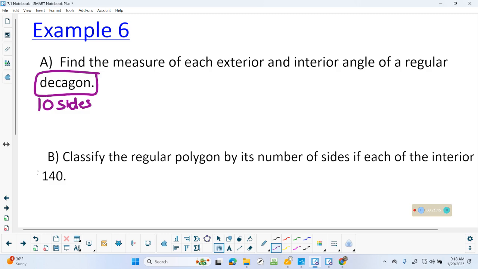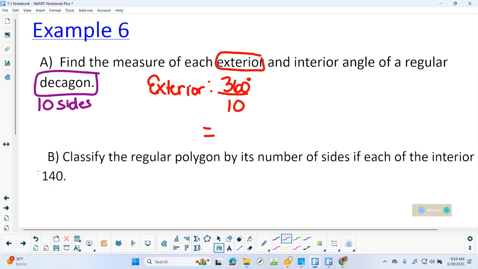Now it doesn't matter if you do exterior or interior first. There's lots of ways to do these problems. I'm going to show you my easy hack, easiest way, non-book method to do it. I'm going to start with exterior. Now, here's why. Exterior totals to how many degrees? 360. And if I want to find each angle, I'm going to take 360 and divide it by 10. That will give you each individual angle. We don't need a calculator for that. What do you got? 36. So each exterior angle is 36.